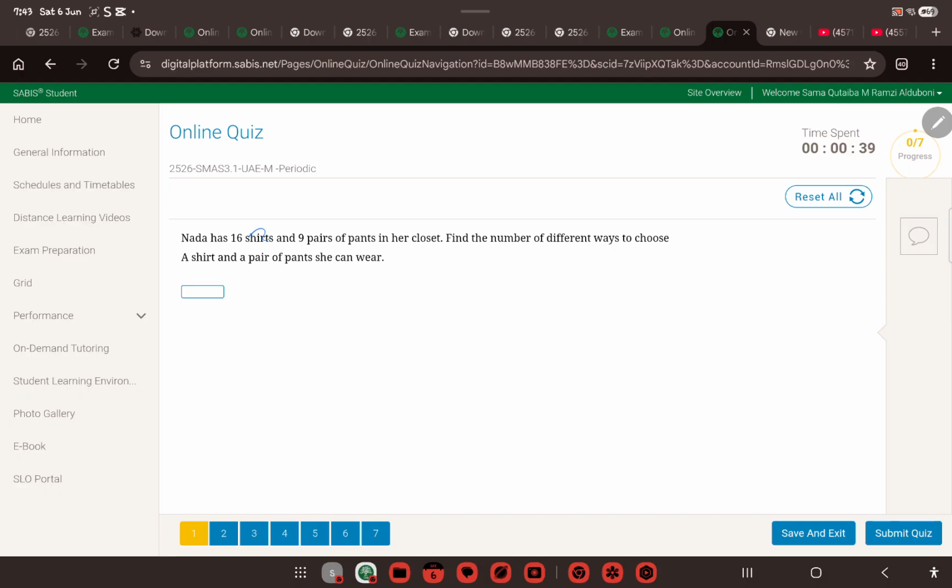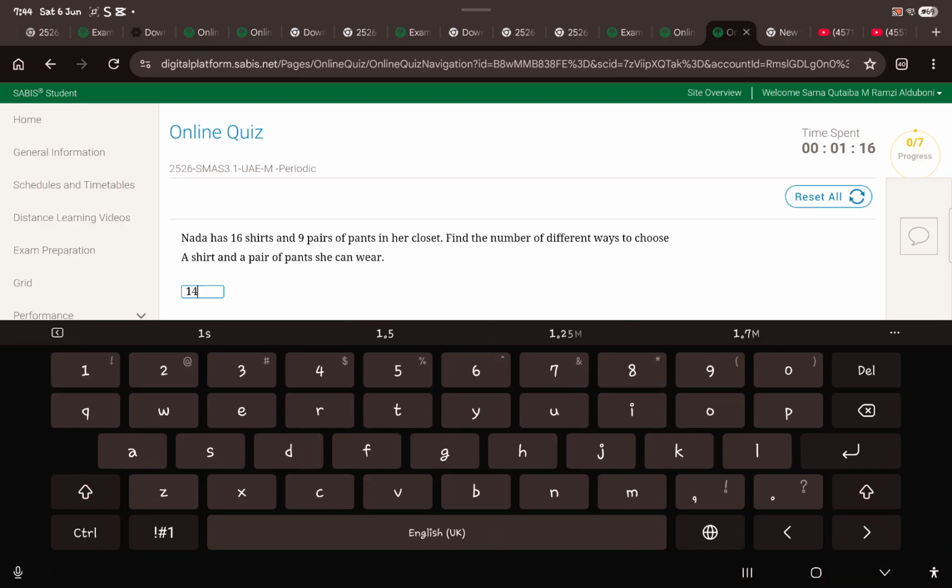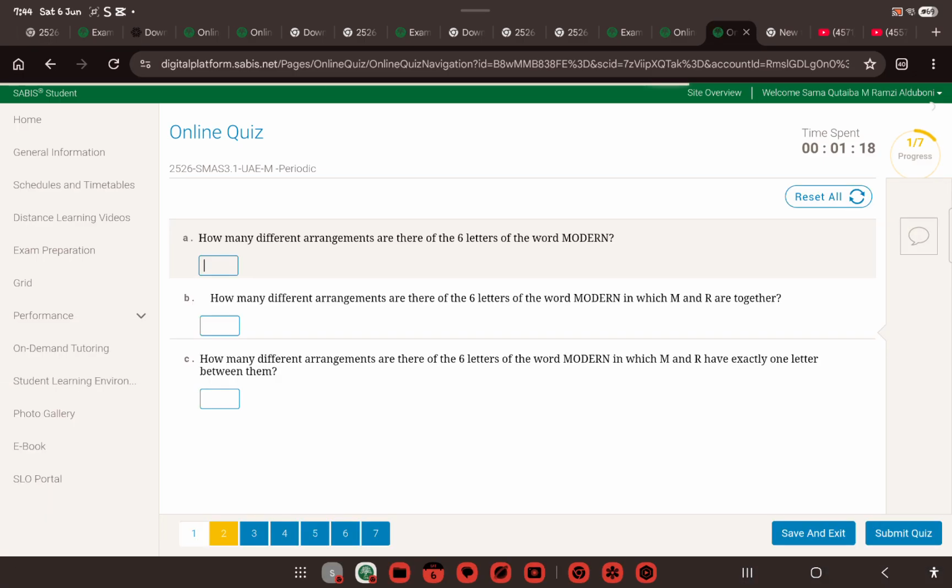It says Nada has 16 shirts and 9 pairs of pants in her closet. Find the number of ways to choose a shirt and a pair of pants she can wear. You just multiply these two. You do 16 times 9, which is equal to 144. So we add this, and we go to question 2.